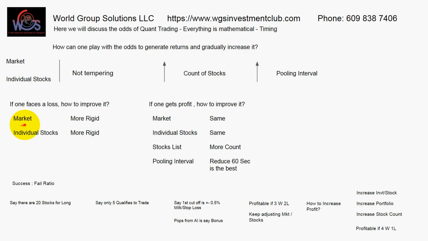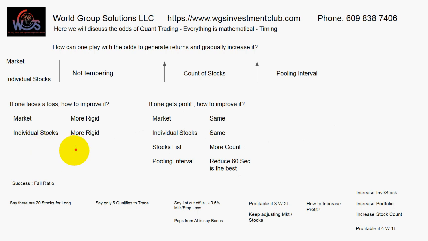So when you want to make your market rigid and improve on your losses, if you face any, yes, you make the market more rigid, you make your individual stocks more rigid. But on the other hand, if you are making profit and you want to improve the situation, of course you can keep the market same, individual stock same, but as I just said, on the stock list you can increase your count. On the pulling interval you can reduce it to 60 seconds. Now you have got into a situation where you're improving your profit.